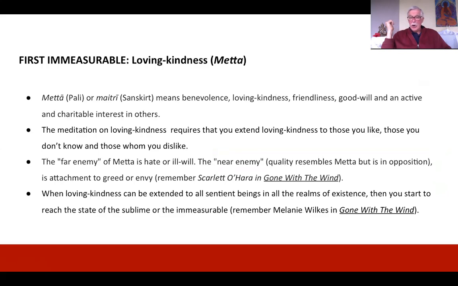And Gone with the Wind, if you'll remember, it's worth seeing this movie again. Scarlett O'Hara and the woman that she ends up deeply admiring, and a woman who tries to teach Scarlett O'Hara, and that's Melanie Wilkes. She's the opposite, and she really is loving and kind to anybody and everything. And the movie teaches people about Dharma, about life.